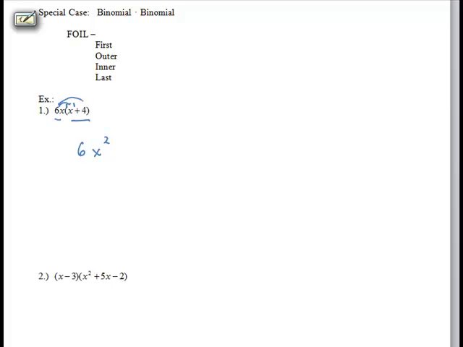The next term, 6x times 4, 24x. In this case, we do not have any like terms to combine, so we're done. The polynomial, our answer, is in standard form at this point, completely simplified.